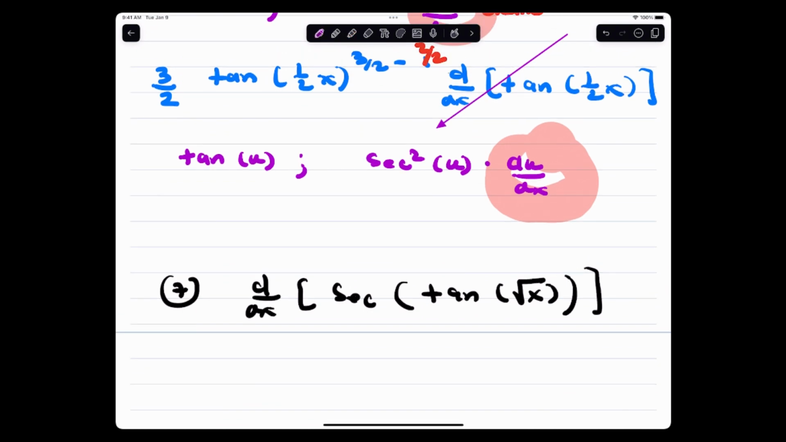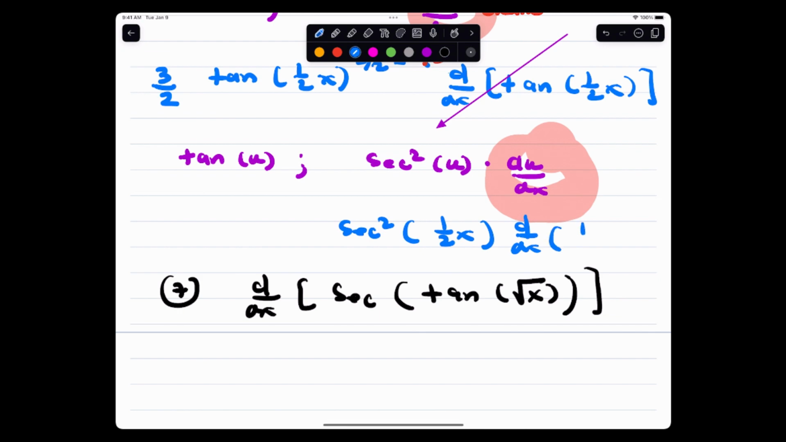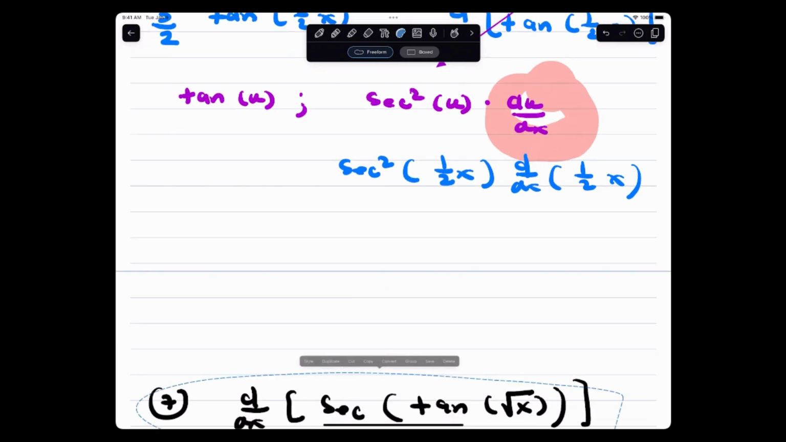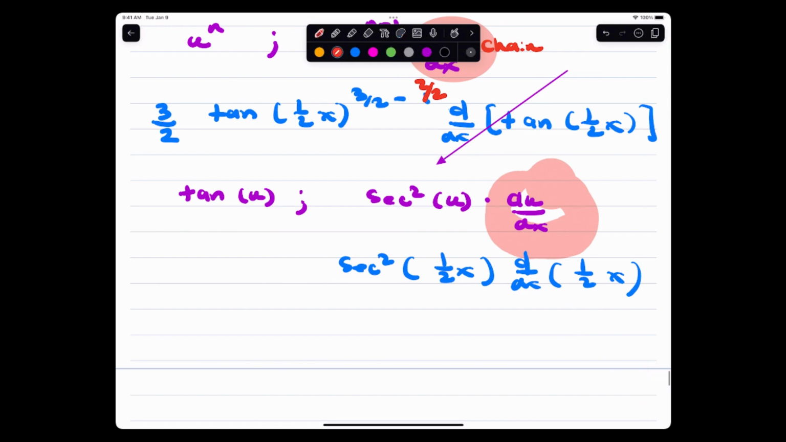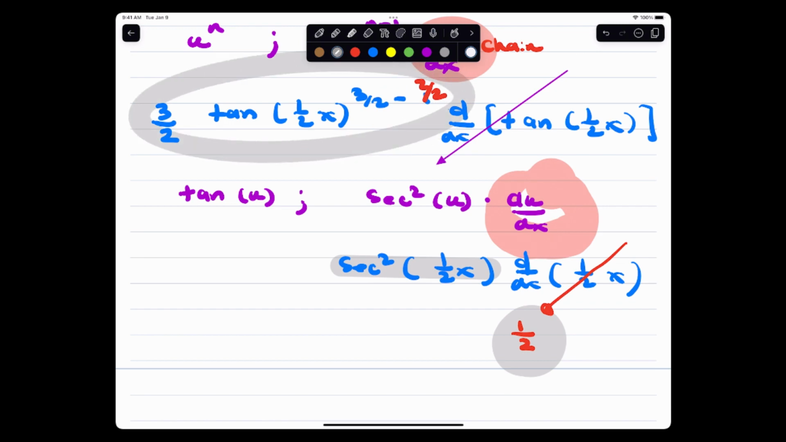So this portion is going to be, for us, derivative of tangent is secant squared 1/2 x. Now, again, chain rule, take the derivative of 1/2 x. So I'm really using the book's notation. And what's the derivative of 1/2 x? Isn't that just 1/2? Okay, so highlight your terms, because you can very easily forget what's really here.